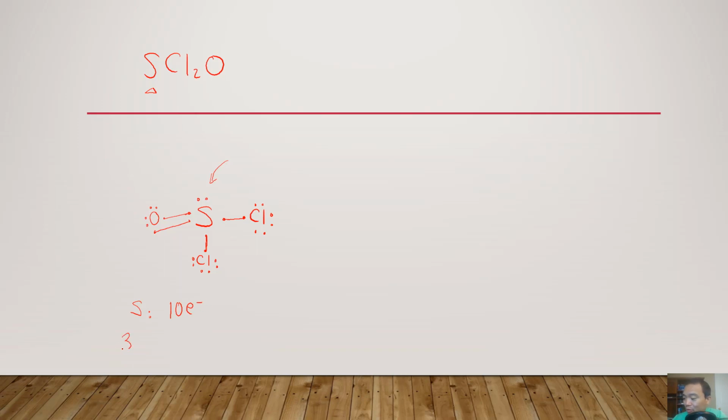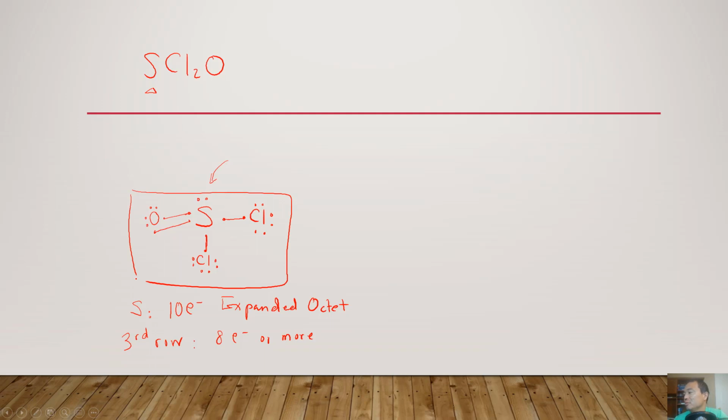Remember, for sulfur, sulfur is in the 3rd row in the periodic table. So 3rd row, you can take 8 valence electrons or more. So if you have 10, actually it is okay for sulfur to have 10 valence electrons. By the way, if you have 10 valence electrons for sulfur, we call this expanded octet, which is more than 8. That's good. So that's the final Lewis structure for SCl2O.